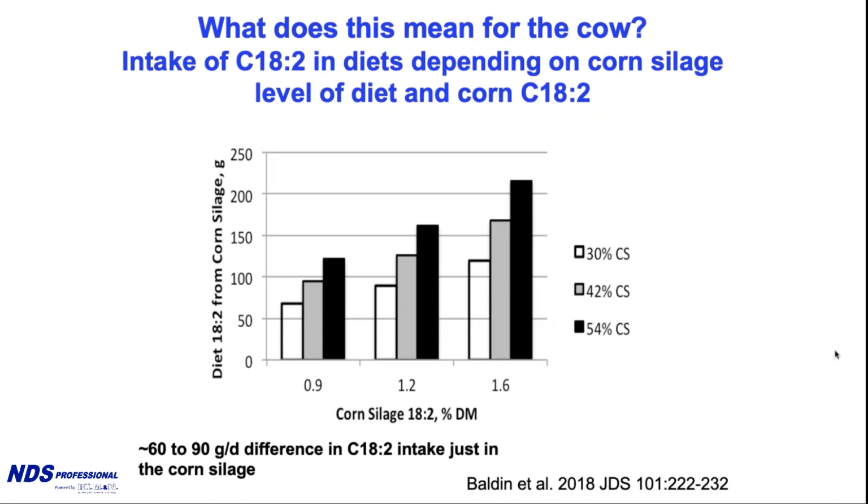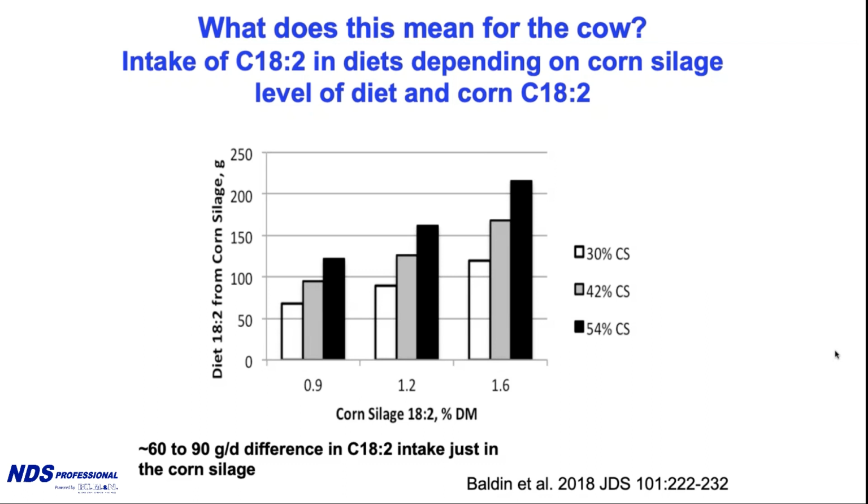If we look at what's the impact of this on our rumen load, it depends on the amount of corn silage that we're feeding. So if we go from that 10th to a 90th percentile, that's 0.9 to 1.6% of dry matter, and then if we're feeding 30 to 54% corn silage on a dry matter basis in our diet, that's a 60 to 90 gram difference in 18:2 intake just in corn silage.